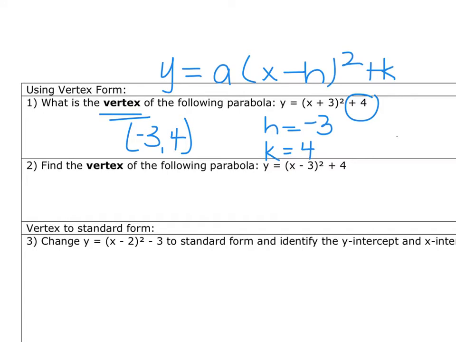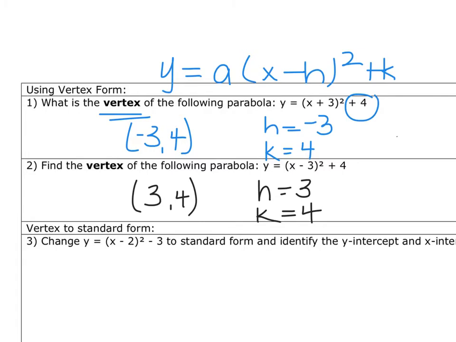In question number 2, find the vertex of this parabola. So we're starting out with a negative h, and we end up with a negative 3. So that means our h is equal to 3, and our k is equal to 4. So think about when we were graphing translations, if it was x plus 4, or x plus 3, it went to the left 3, and if it was x minus 3, it went to the right 3.